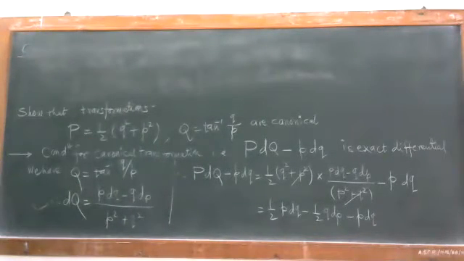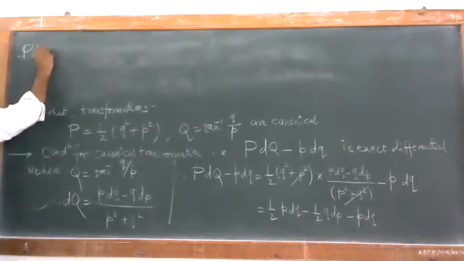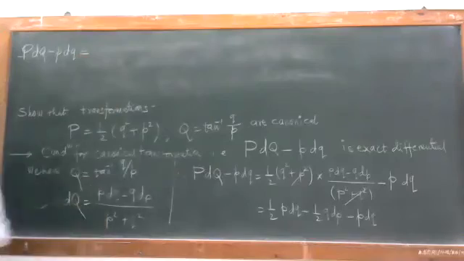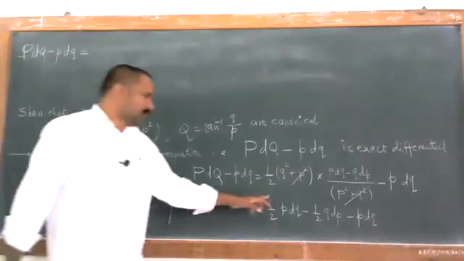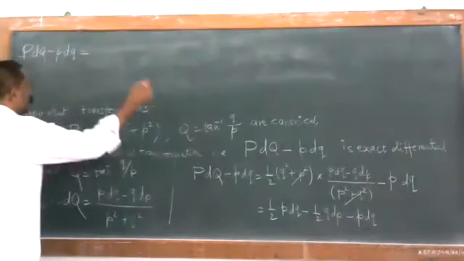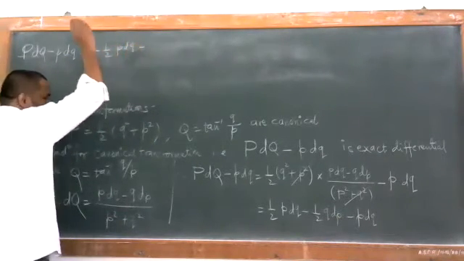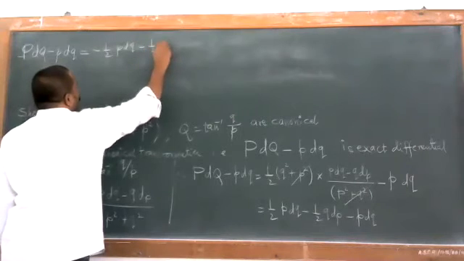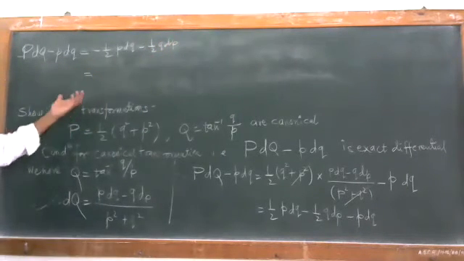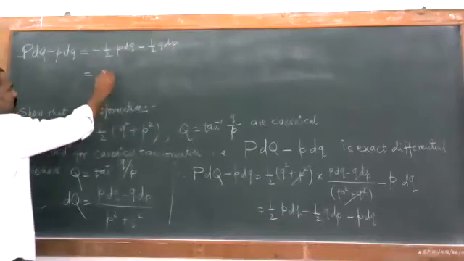The answer comes out to be capital P dQ minus small p dq, that must be equal to, what should this be? This is 1/2 p dq, and this is minus p dq, so this comes out to be minus 1/2 p dq minus 1/2 q dp. Is this an exact differential? It comes out to be an exact differential if you have the condition.